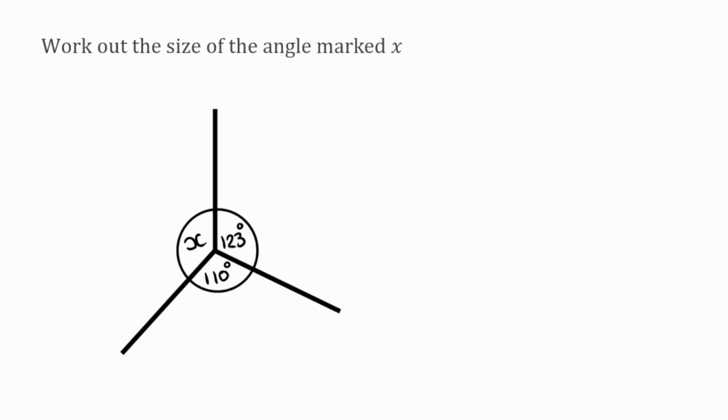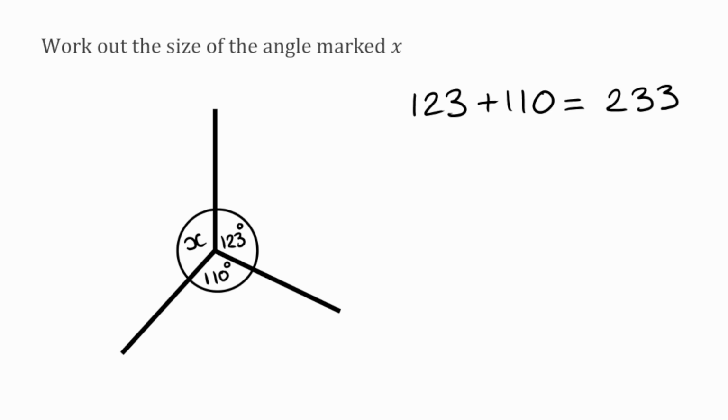Okay, moving on, we want to figure out the missing angle marked X again. This time we have two angles that we're given the value for. We've got 123 degrees and 110 degrees. We've then got the angle X that we're trying to find. So what we do in this scenario is we actually add together the angles that we were given. So I'm going to take that 123 and I'm going to add on that 110. So when I do that, I get 233.